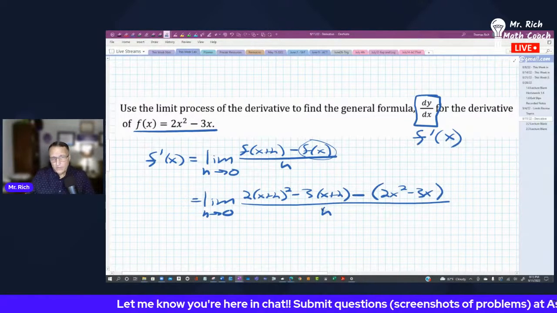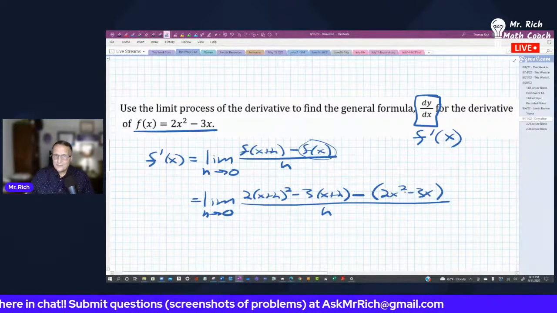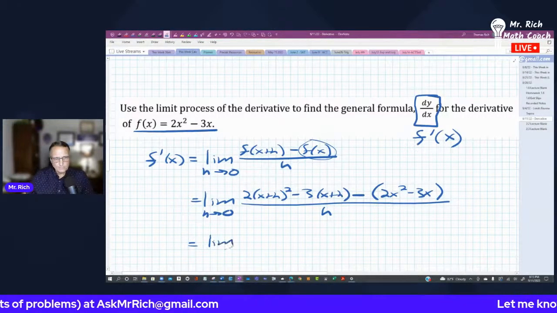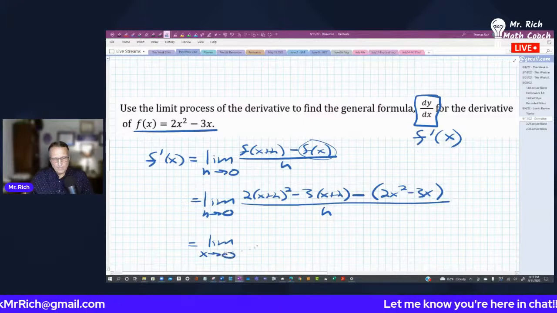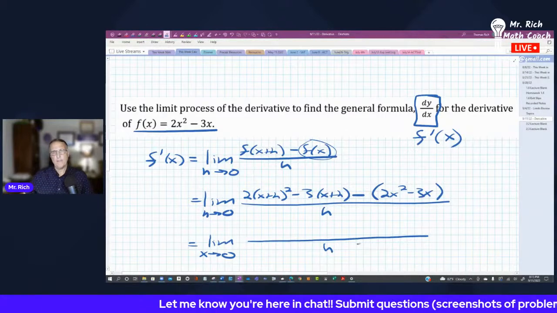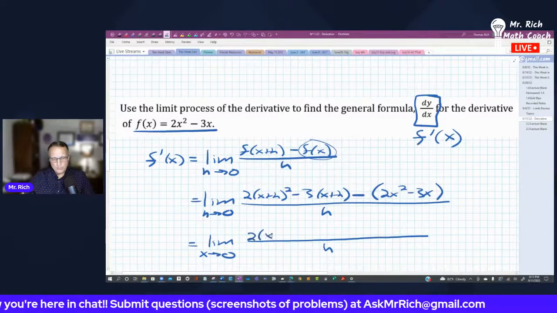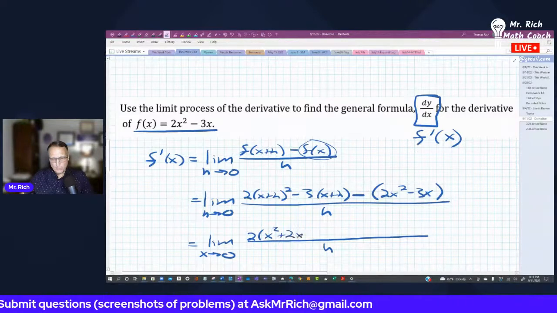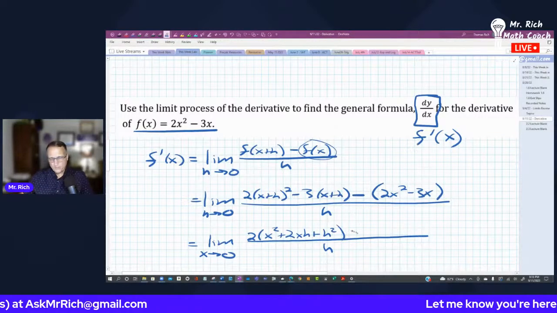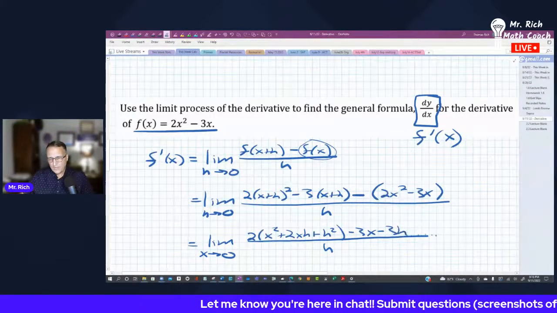Now, even here in direct substitution, if you put zeros in here for h, it's still 0 over 0. So our strategy in this particular case is I am going to expand everything in the numerator, combine like terms, and then try to simplify. So here we go. I'll square that binomial. So that's going to be 2 times x squared plus 2xh plus h squared. I'll distribute that -3. That'd be a -3x minus 3h.